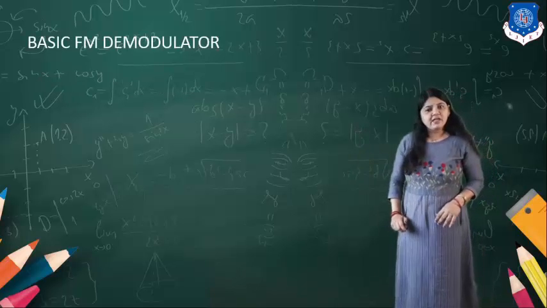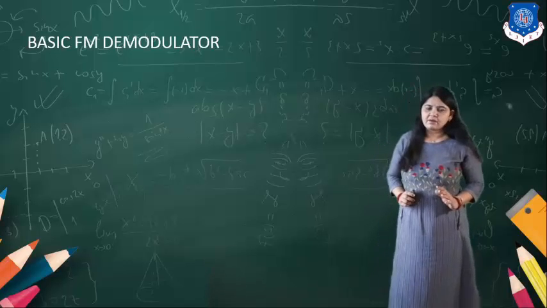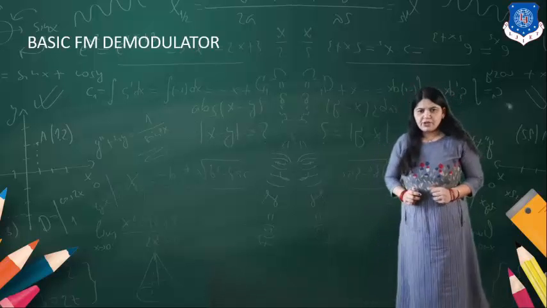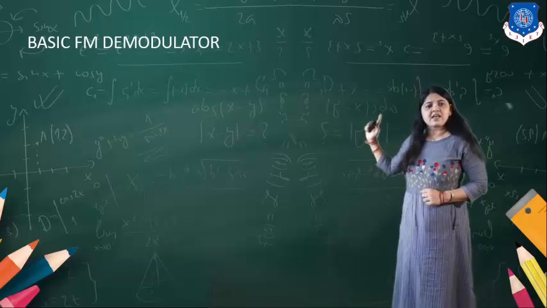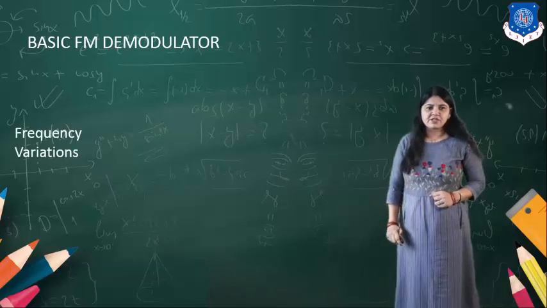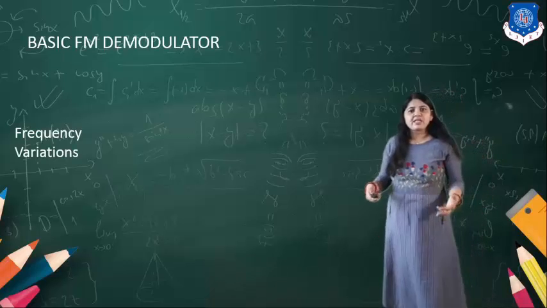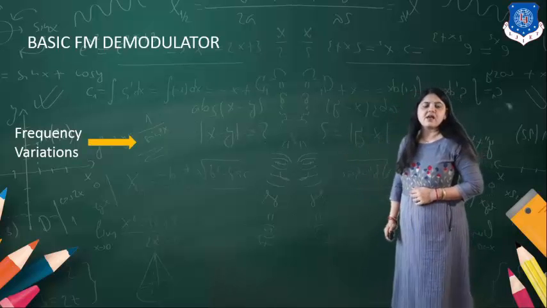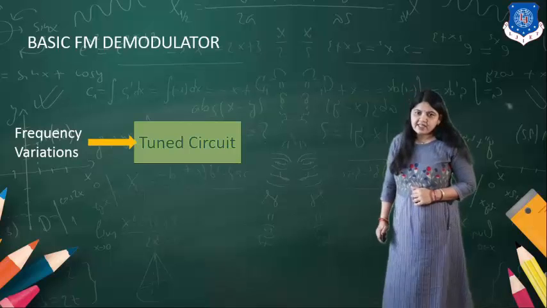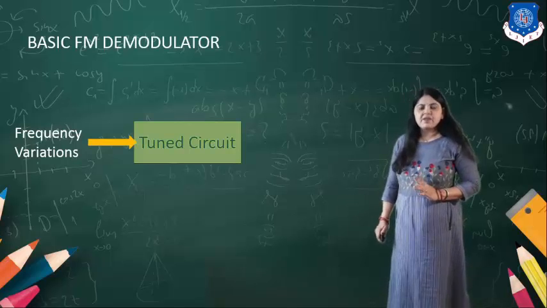So now we will start with the direct FM demodulation techniques. The first method is the basic FM demodulator. We know that the FM modulated wave consists of frequency variations, and those variations are applied to the tuned circuit.